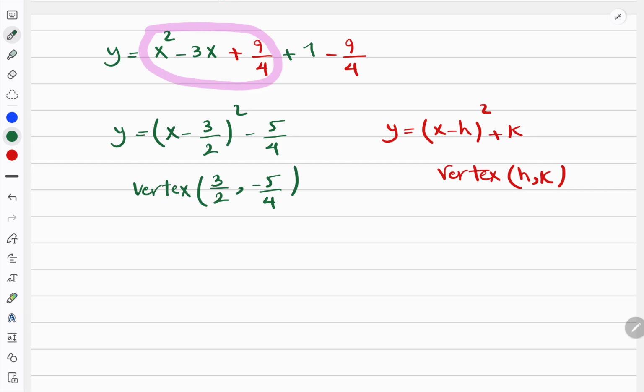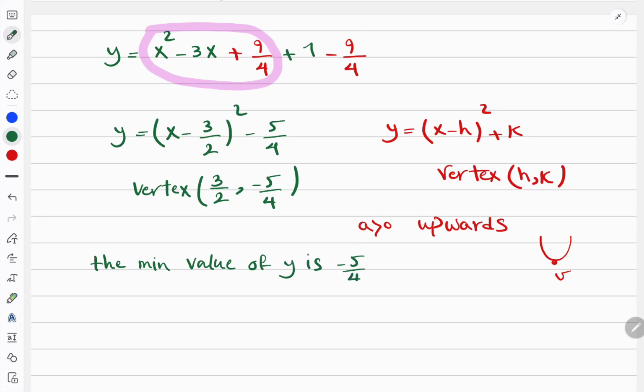This is the vertex. And because a is a positive number, this graph opens upwards. Okay, something like that. This is the vertex. So we have a minimum value of y. So we can write this, the minimum value of y is negative 5 fourths, where x is 3 halves.